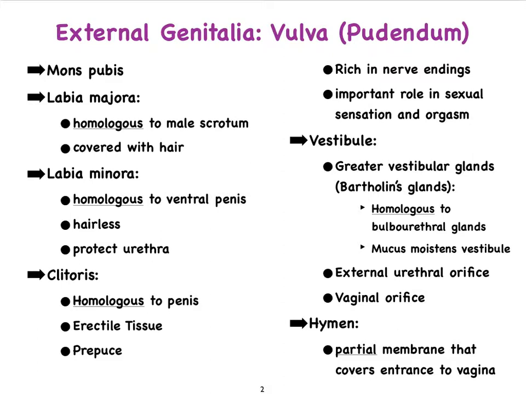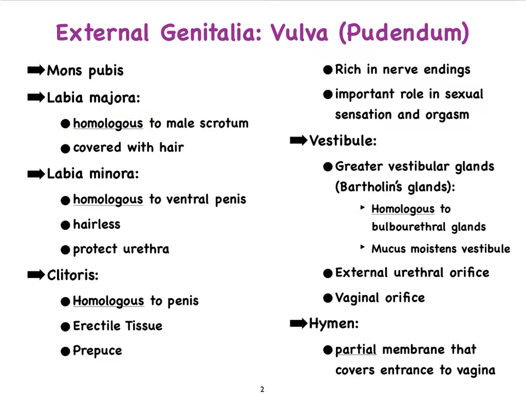So since we're talking about the hymen, it's really just a partial membrane that in many females is already ruptured by the time she has intercourse for the first time. And if not, first intercourse will definitely break this hymen to make further intercourse much more comfortable. Now, let's come back to our two lip-like structures, the labia majora and the labia minora.